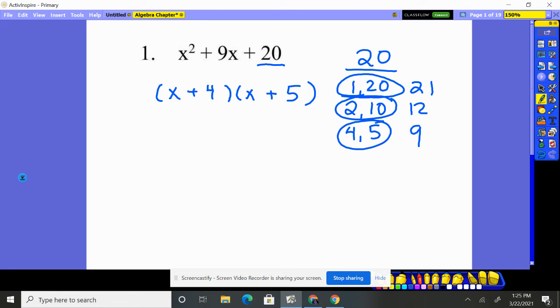And notice when you do the x times x, you get your x squared. The 4 times 5 gives you the 20. The middle piece always comes from the inner and the outer, which is 5x and 4x, which gives you the 9x there.